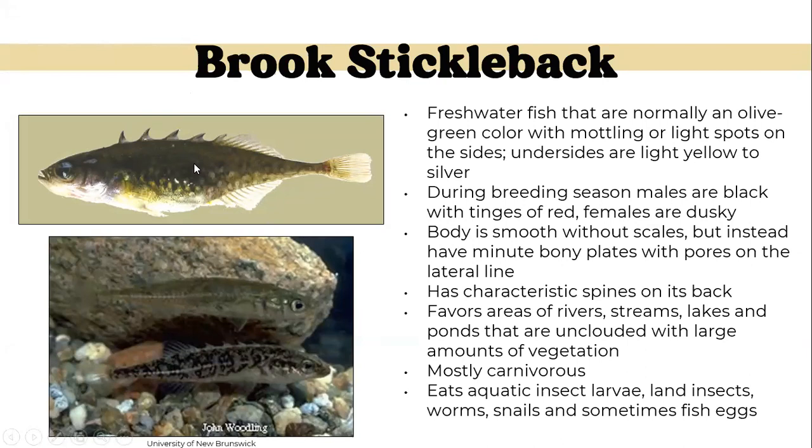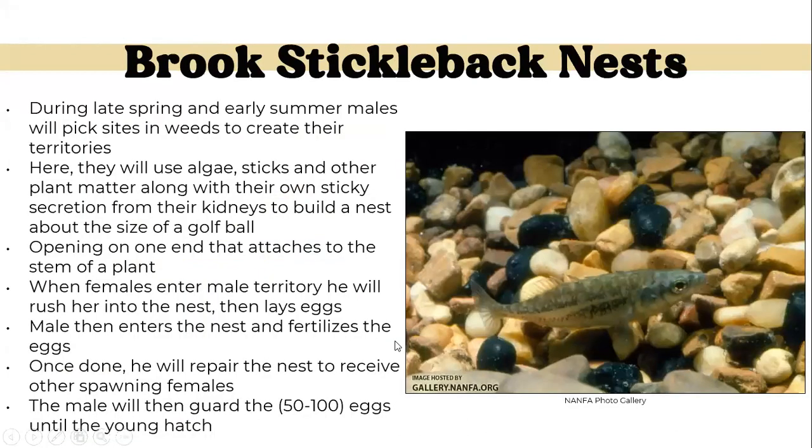And then their lateral line, which is their sensory line that runs almost perfectly horizontal on the fish, helps them sense things. They have lots of little pores on that lateral line. They really like areas in rivers and streams that are not cloudy, with a lot of vegetation. That's just their favorite habitat. They eat aquatic insect larvae, land insects, worms, snails, and sometimes even other fish's eggs. It was hard to get a good picture, so I apologize for the blurry pictures here. That's the best I could find.